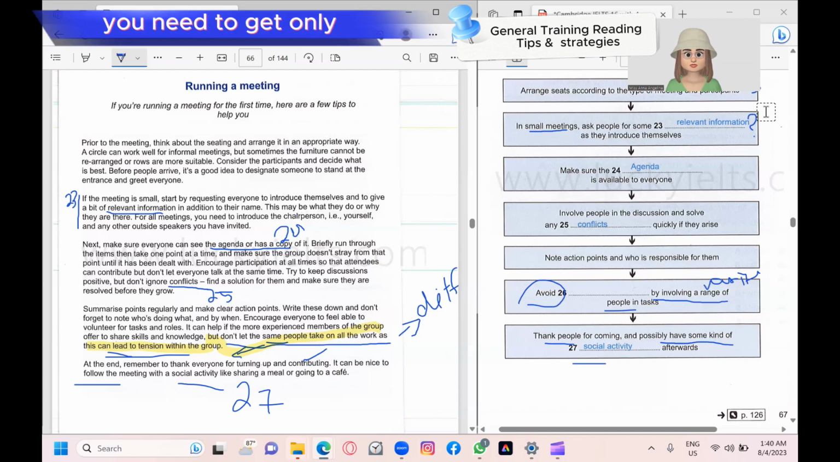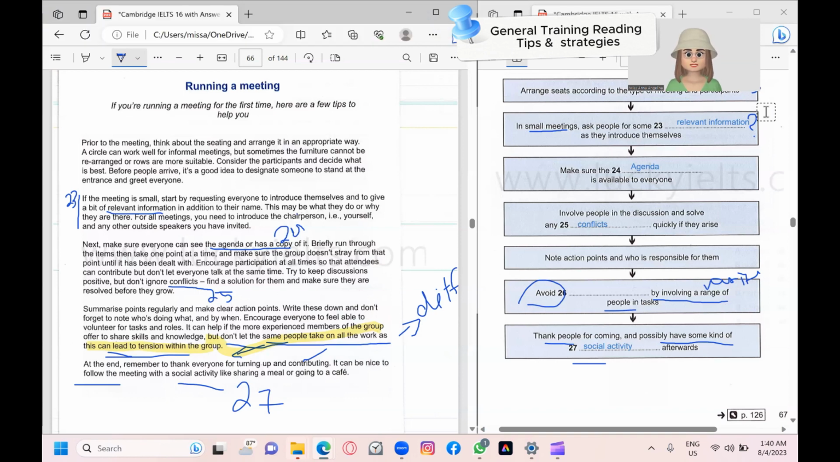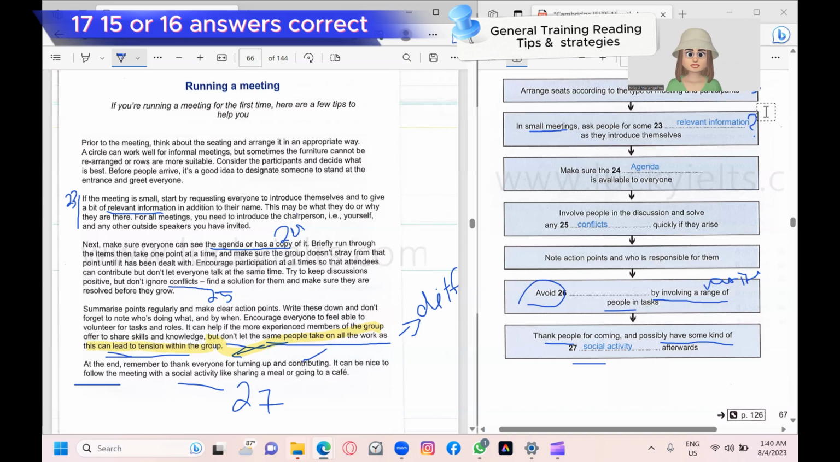Because, Mehreen, you need to get only 15 to 18 answers correct to get a 4. Even if you get a 4, that will be an achievement for you, let alone 6 bands. And Bilal, you need to get 22 answers correct out of 40 to get your 6 bands.